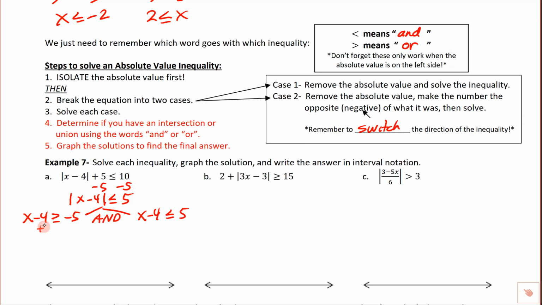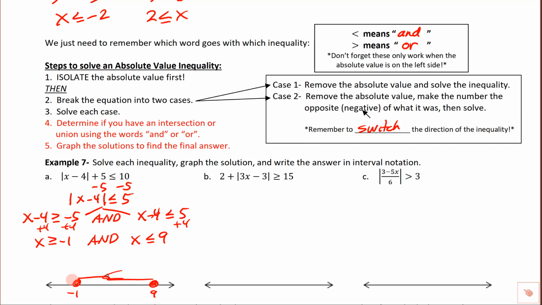We're going to add 4. So x is greater than or equal to negative 1. And at the same time, let's go ahead and solve this. We add 4, so x is less than or equal to 9. So negative 1 would be right here. We're going to shade that in, and it's going to be greater than that. And then we've got x is less than or equal to 9. So 9 is going to be right here. We're going to fill that in, and it's got to be less than that.